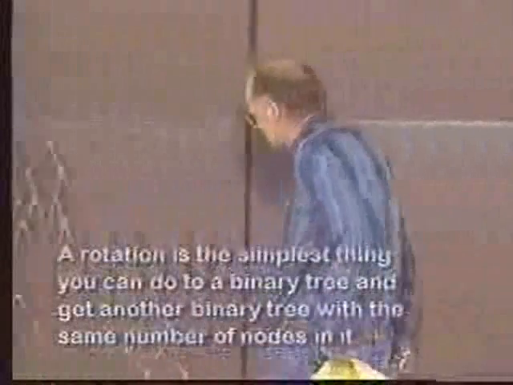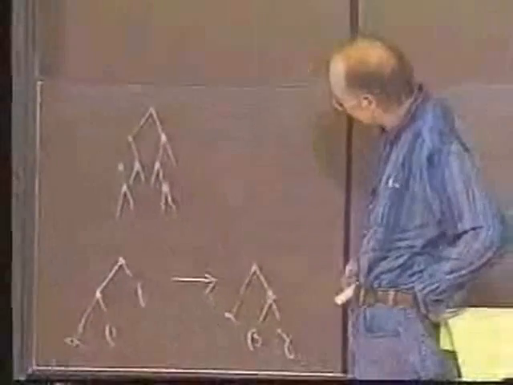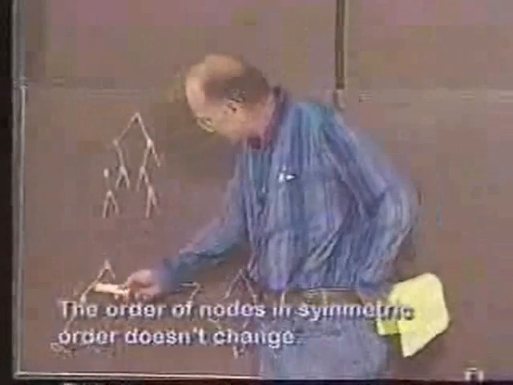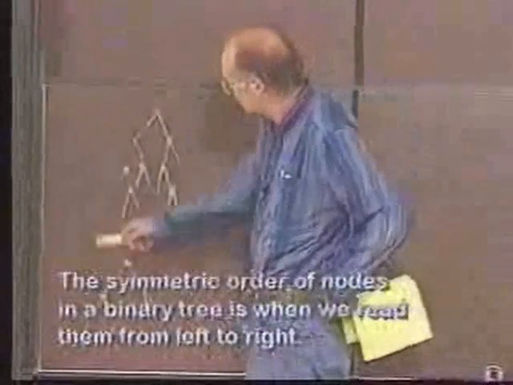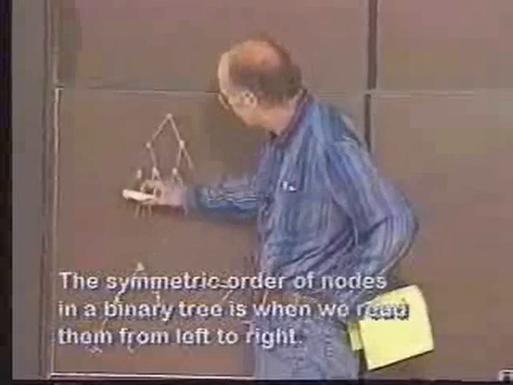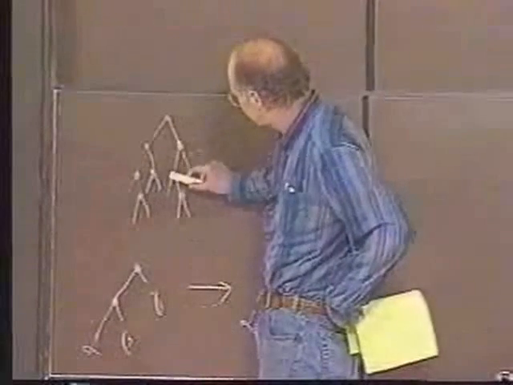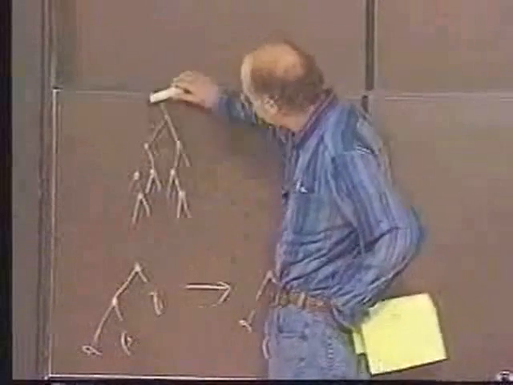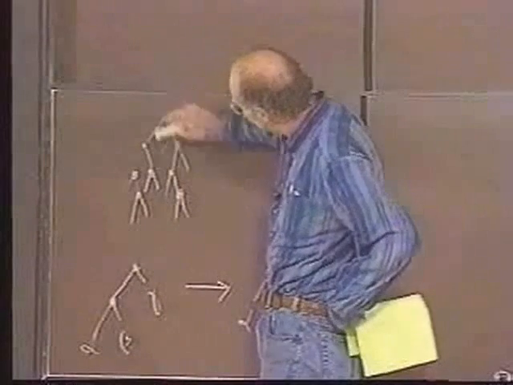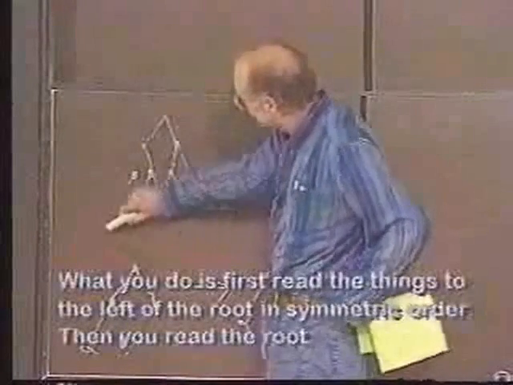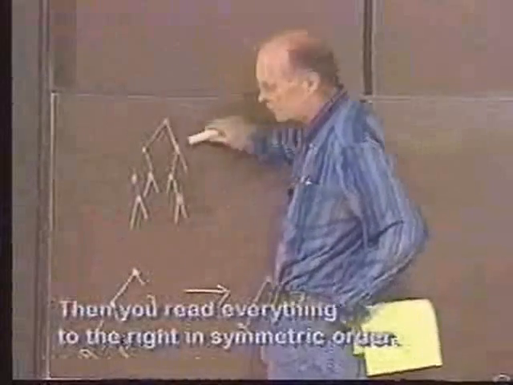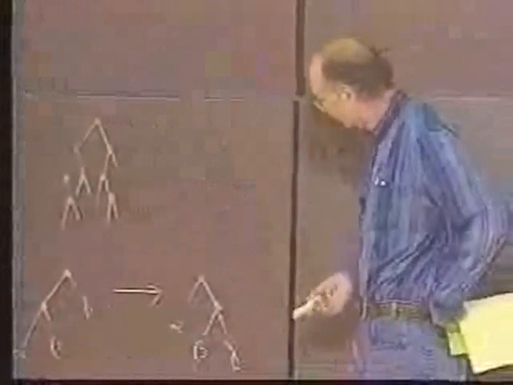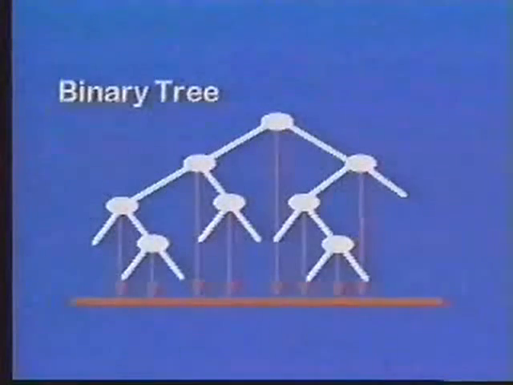And it also has a great property that the order of nodes in symmetric order doesn't change. Now, the symmetric order of nodes of a binary tree is when we read them from left to right. You know, this would be 1, 2, 3, 4, 5, 6, 7, 8. What you do is you first read the things to the left of the root in symmetric order, then you read the root, then you read everything to the right in symmetric order. Or if we projected all of these things down without any lines crossing, it would be the order in which they hit the horizon.